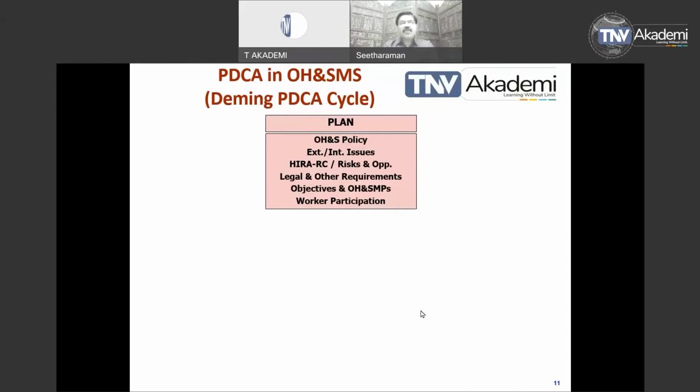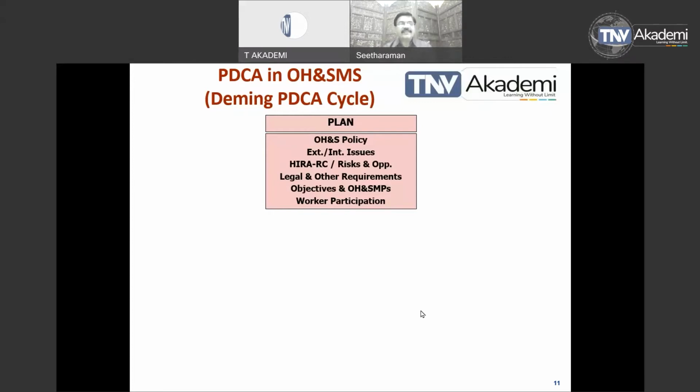Here again, plan: what all things are involved in the planning? The policy to be signed by the top management, which talks about what all things we will be doing to prevent injury and ill health to the employees, how to eliminate the hazards and minimize risk for the employees. All that will be included in the policy. Then they also will consider the external and internal issues affecting the workers and interested parties, so that they have to address those risks and mitigate them and avail the opportunities.